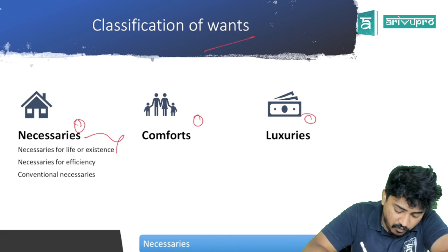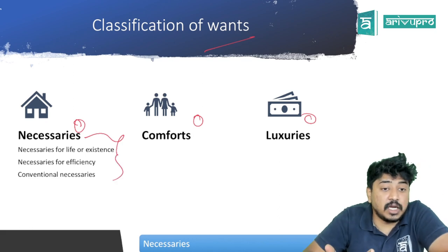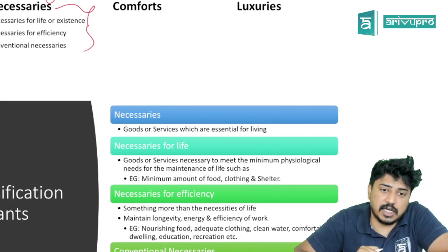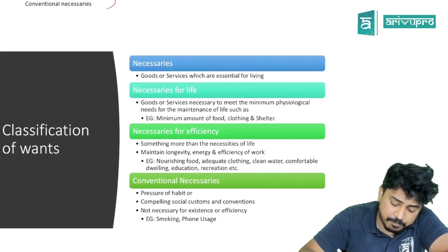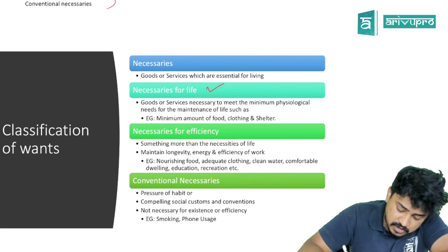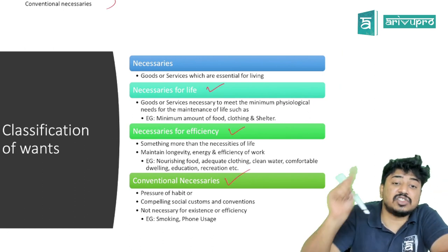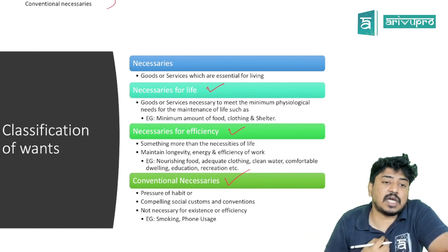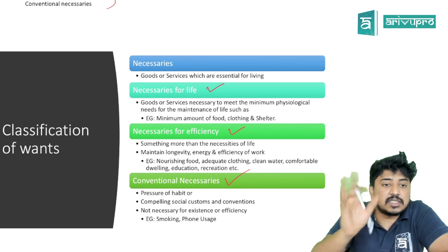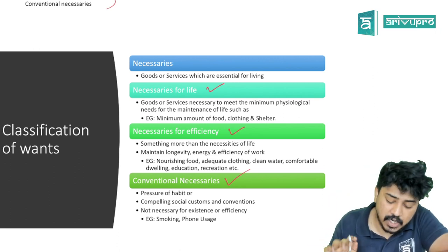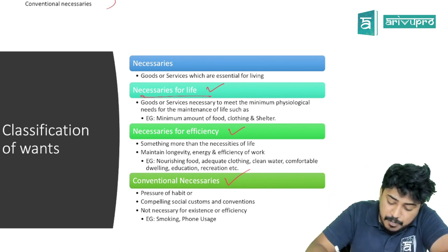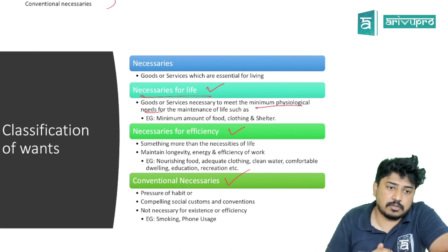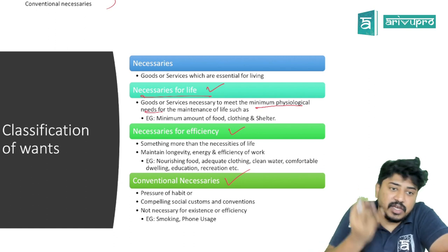But necessary wants were further classified into three. What are they? Necessary for life, necessary for efficiency, and conventional necessary. What is necessary for life? For living itself, you need to satisfy these. If you don't satisfy these, you can't live. Minimum physiological needs, like some food, water. These are minimum needs for living.